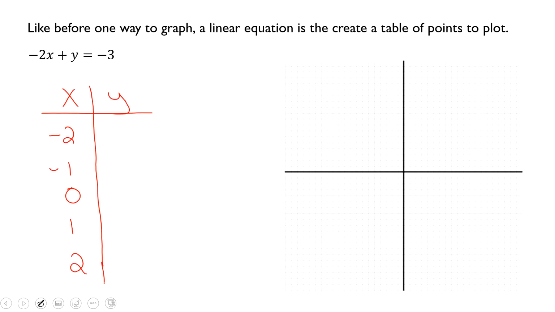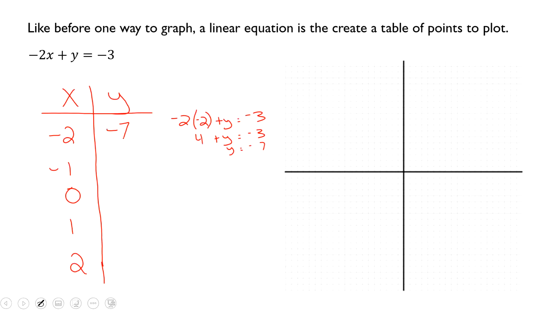So when we create our point, we plug in negative 2 for our x value. So I end up with negative 2 times negative 2 plus y equals negative 3. This is 4 plus y equals negative 3. So y is going to equal negative 7. That's math we have to do for all of these. So I end up with negative 2, negative 7.